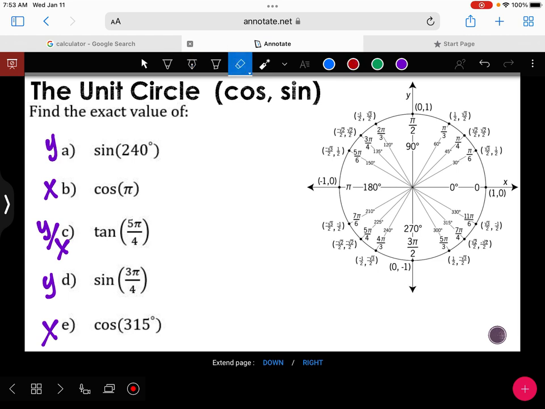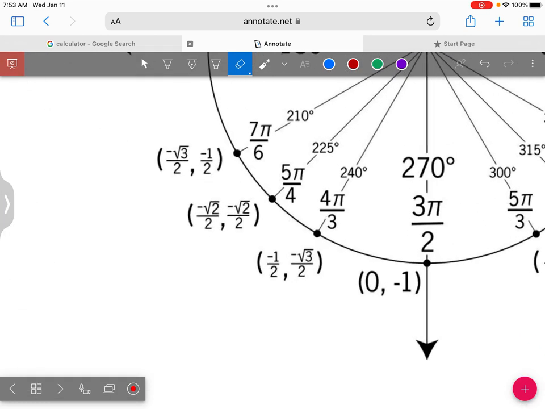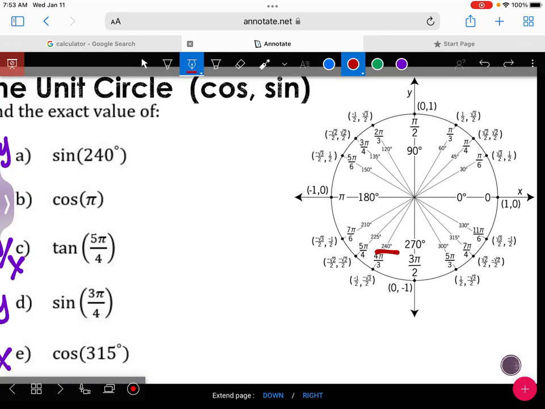Okay, so let's go ahead and work through these together. So for the first one, the sine of 240, so we're going to find on our unit circle. This is 240 degrees. Now remember that x is cosine. So this is the ordered pair, x and y. Okay, so what would you write for the sine of 240 degrees? Negative root 3 over 2. That would be the sine of 240.